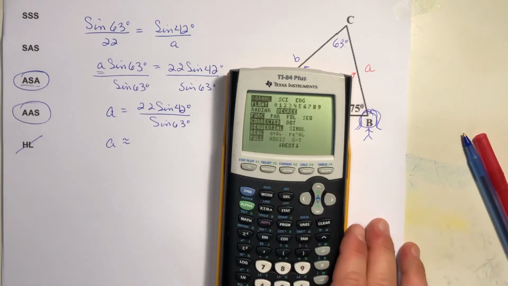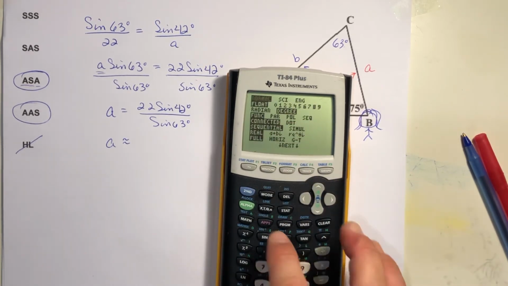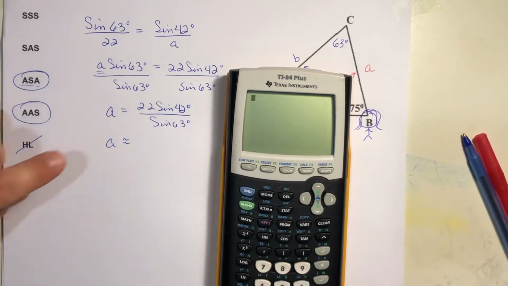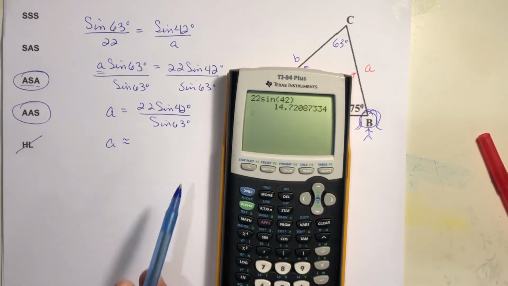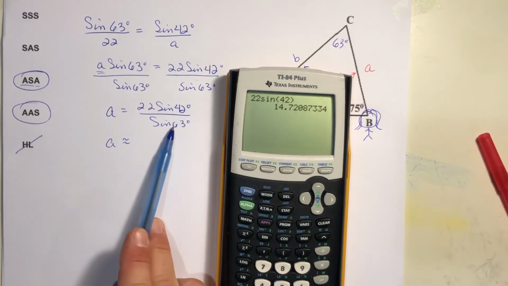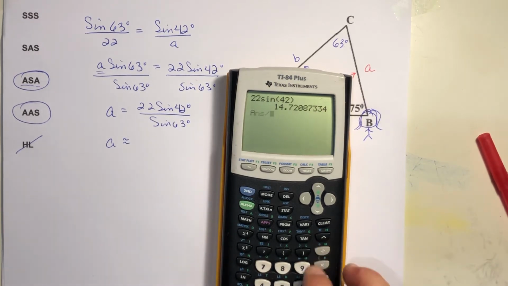Now I'm going to click mode. I'm going to make sure it's set to degrees. It is. So now I'm ready to rock. I'm going to type in the numerator first, right? 22 sine 42. Okay, and that's approximately 14.72. That's the numerator. I still have to divide by the sine of 63.